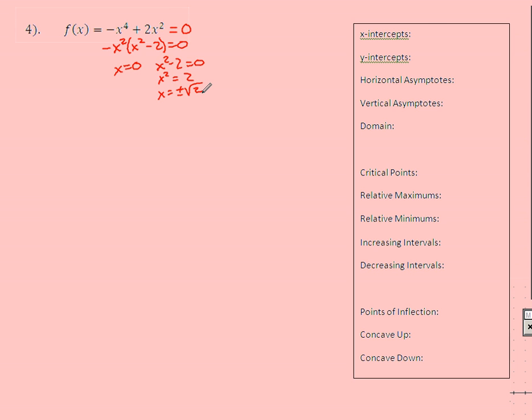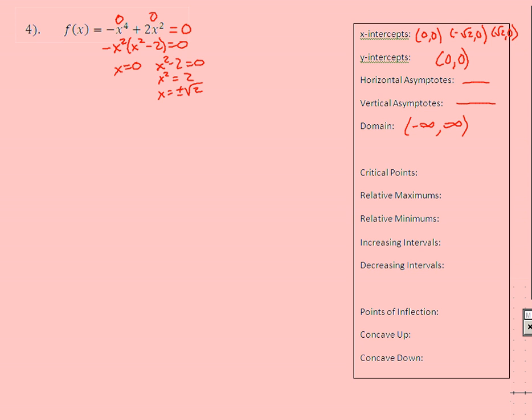So I'm going to have 3 x intercepts at 0 comma 0, -√2 comma 0, and +√2 comma 0. 3 different intercepts. Y-intercept, I plug in 0 for x, that's pretty simple, 0 comma 0. Again, no asymptotes, and the domain is -infinity to infinity because it is a polynomial here, not a rational.